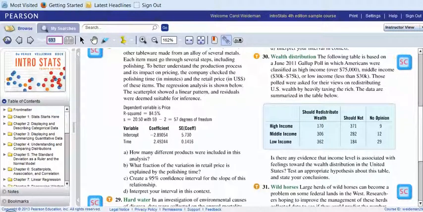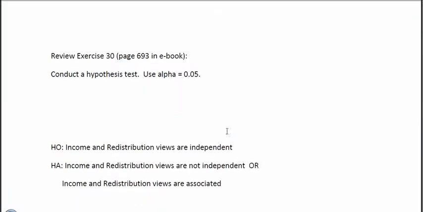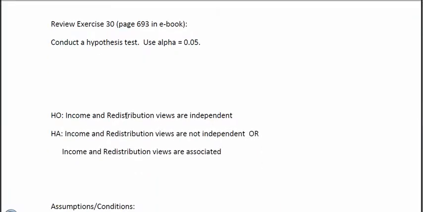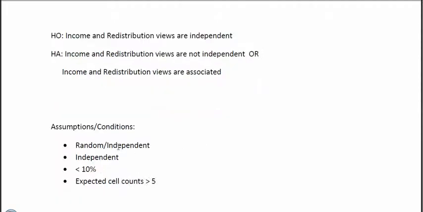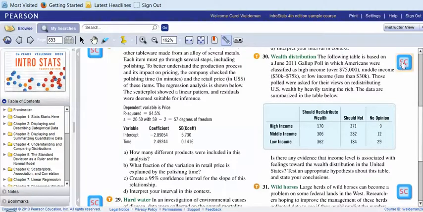Okay, so let's go back over to my notes here. So here's our hypotheses. Income and redistribution views are independent. Alternative, they're not independent, or they're associated. Assumptions and conditions: random, independent, less than 10%, and we need those expected cell counts again. So we're going to go into StatCrunch.